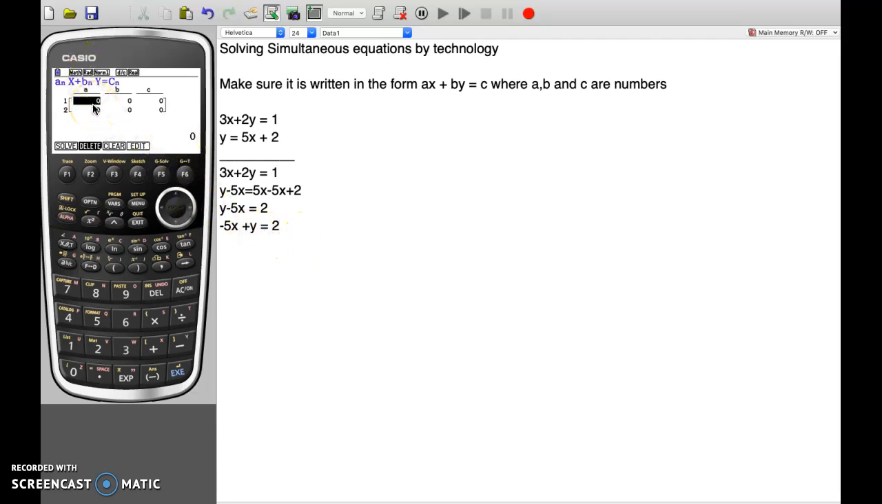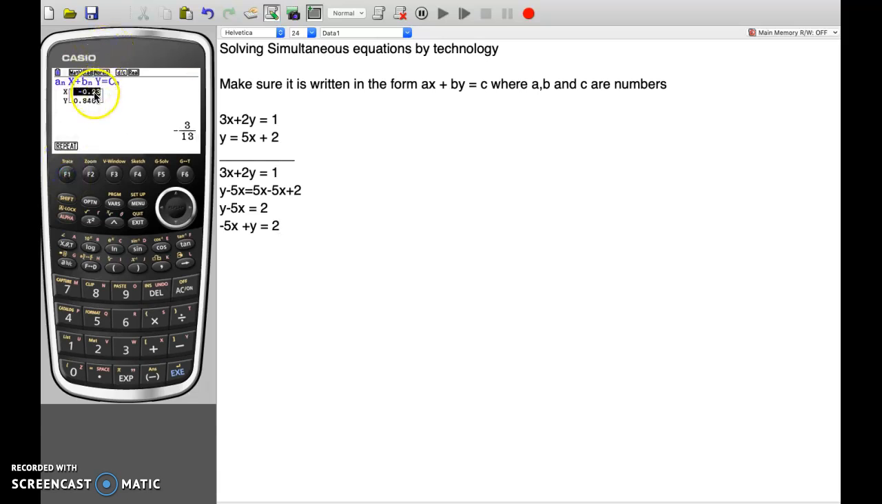So up here, all you do is put in the numbers. So I'm going to put in 3, 2, and 1, from the equation 3x plus 2y equals 1. Down here I'm going to put negative 5, 1, because the coefficient in front of y is 1, and 2. And then I've written the equation negative 5x plus y equals 2. Then I'm just going to push F1, which is solve, because you're trying to solve this equation.